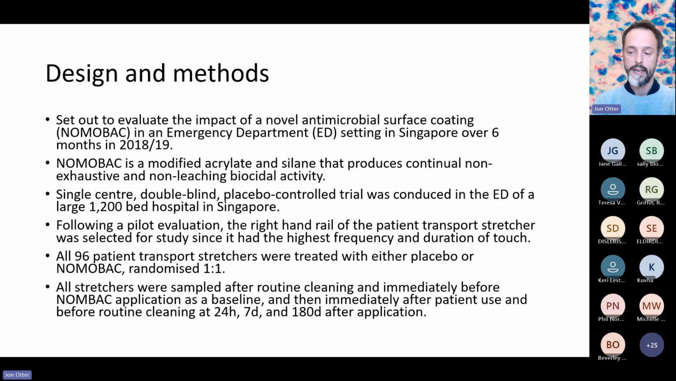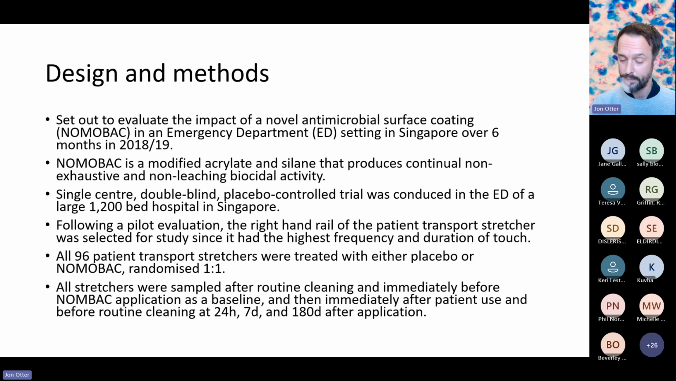So this was a good one, a nice study. I enjoyed reading it, and it's a nice clear read, so I hope people have had a chance to have a look at it. They looked at the impact of implementing an antimicrobial surface called Nomabac in an emergency department setting in Singapore. Nomabac is a modified acrylate and silane type product.